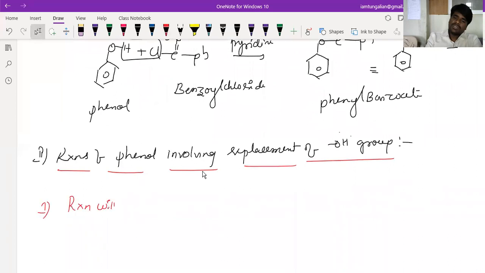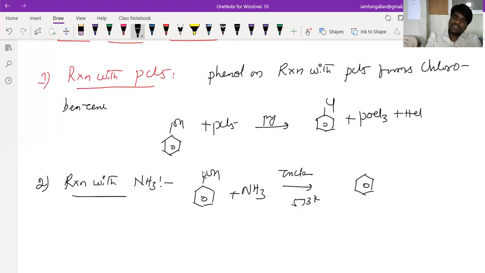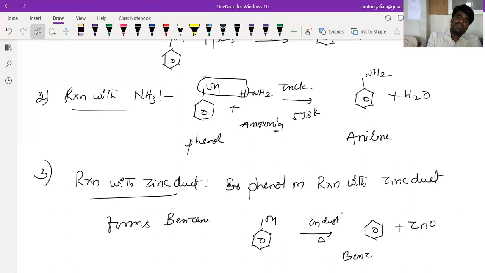First, reaction with PCl5, beta. What happens, sir? In all these reactions, this hydroxyl group will be replaced. Phenol on reaction with PCl5 forms chlorobenzene, beta. What happens in the presence of pyridine, beta? It will form C6H5Cl plus other products.